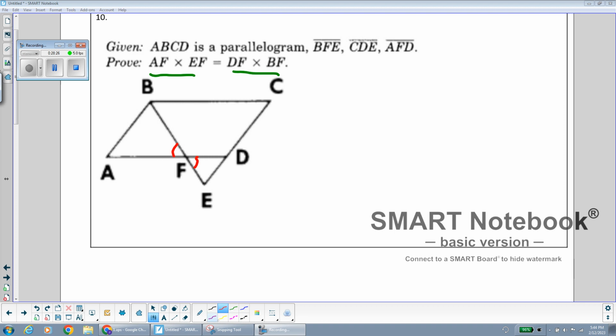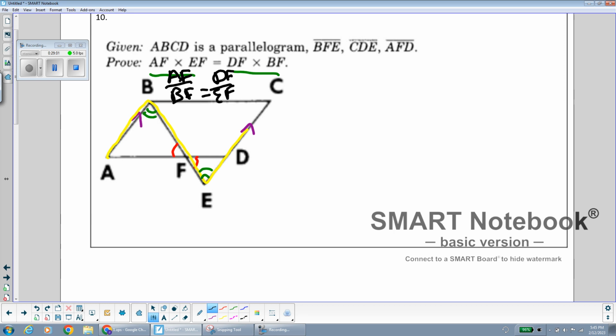So since we have a parallelogram, we know that the opposite sides are parallel, and then we have parallel lines cut by a transversal. We could see that letter Z. So what we have are congruent alternate interior angles. And now we know the triangles are similar by AA. We talked about how to get the proportion from the product. Take the first term, divide it by the very last term. Take the first term here and divide it by the last term here. And that cross multiplies to give you the product you want.